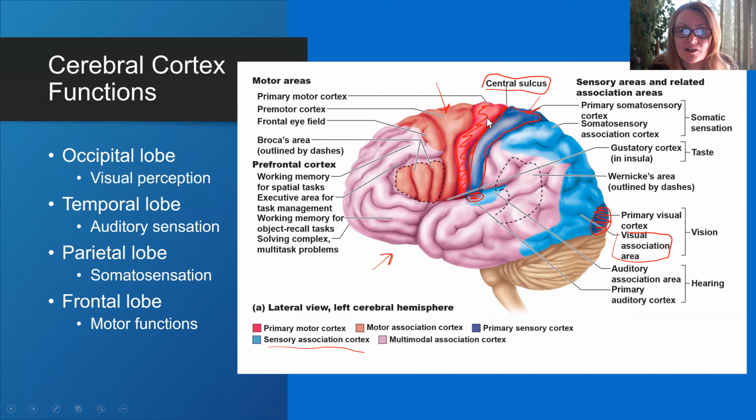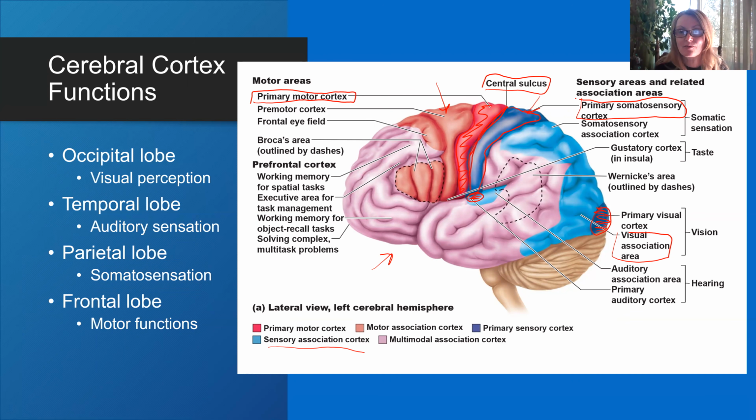Now this gyrus right in front of central sulcus is called precentral gyrus. This blue one is called postcentral gyrus, because remember, gyrus is the hill, right, of this hill of the wrinkle. So that's the central sulcus, precentral gyrus, postcentral gyrus. And precentral gyrus is the primary motor cortex, and postcentral gyrus is primary somatosensory cortex.